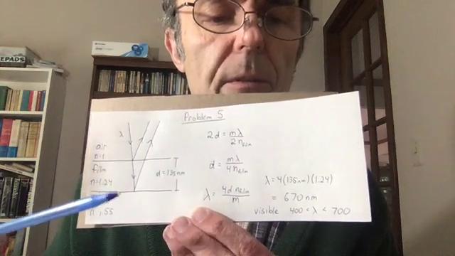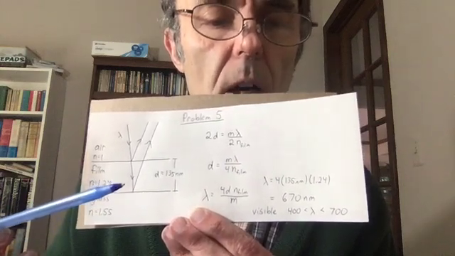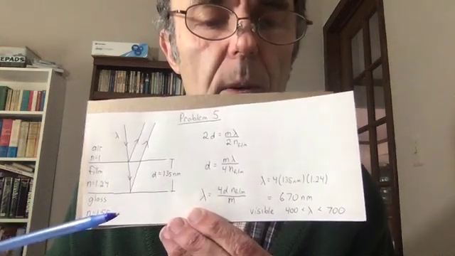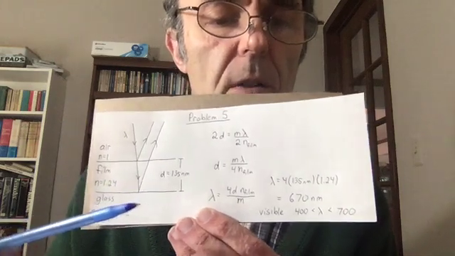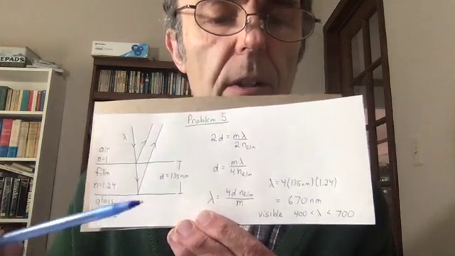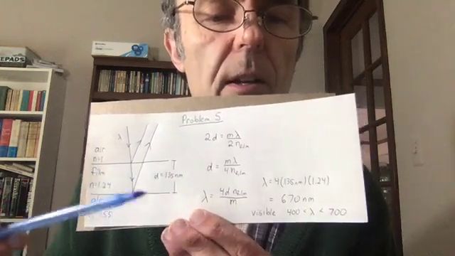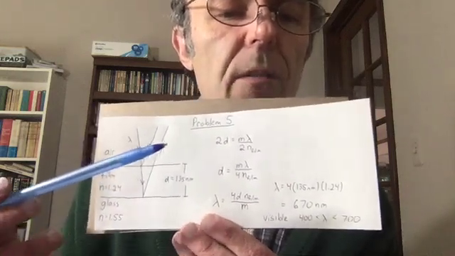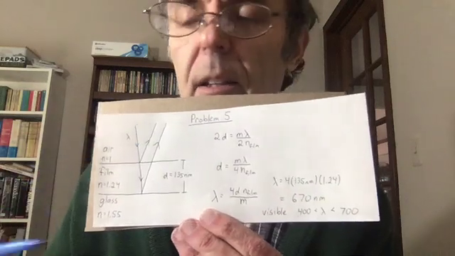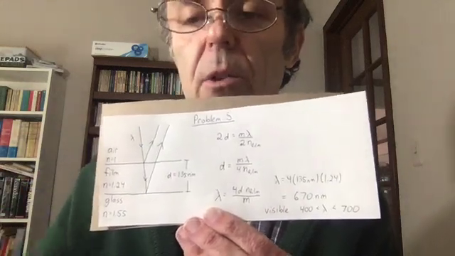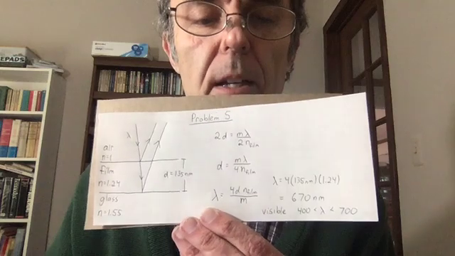But here you're going from the film to the glass, which is also low, 1.24, to high, 1.55. So you also get a 180-degree phase shift here. If you have phase shifts at both reflections, then the relative phase shift is not changed. The relative phase shift is unaffected if you do the same thing to both rays.